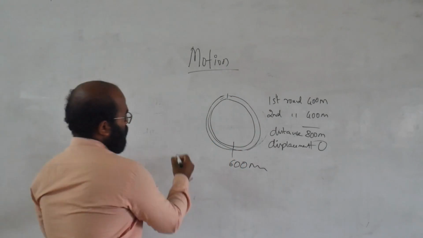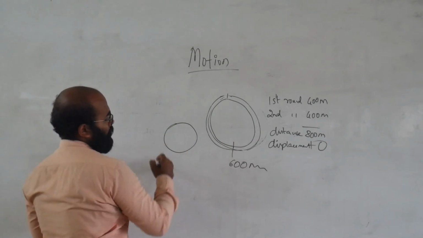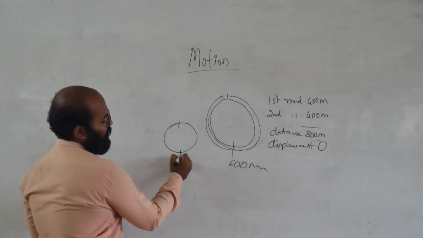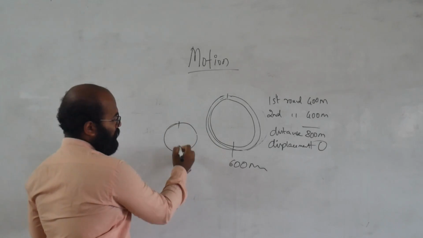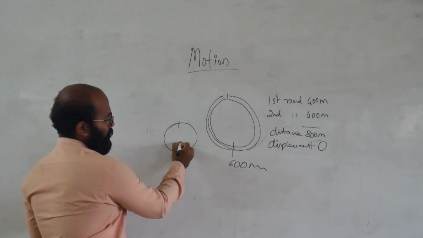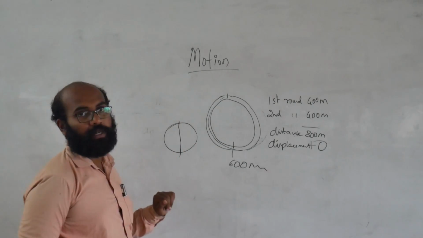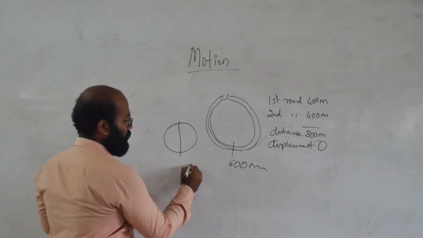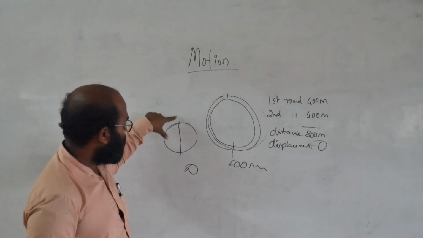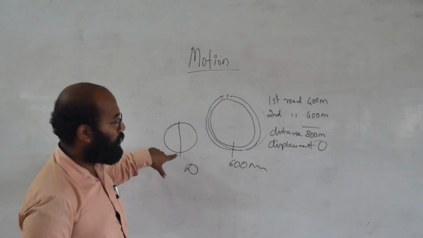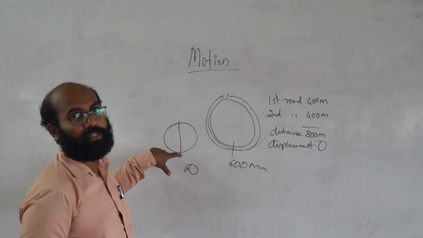So if I take a circle, and I start from here and go to the other side, this will not be the displacement, the shortest distance. So this will be the displacement. The displacement is nothing but the diameter. So here the displacement is the diameter if I come to the other side or other end of the circle.